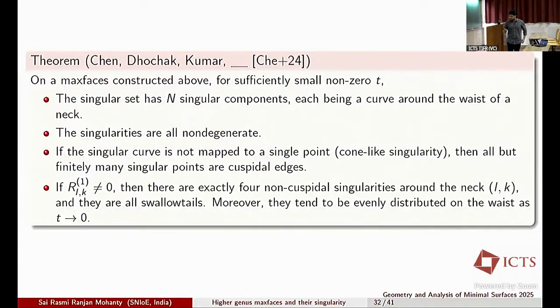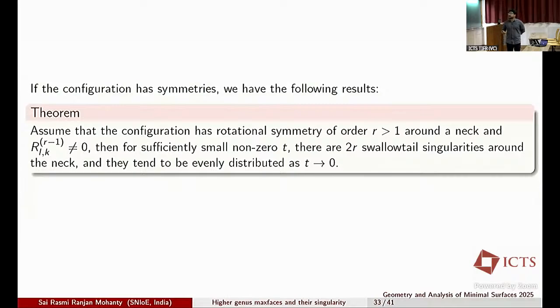Like in this theorem, suppose we assume some symmetry in this configuration, and we consider just one neck, not all necks. In this neck, suppose the R minus 1 order of this R is non-zero, then we have 2R swallowtail singularities around the considered neck, and these swallowtails are evenly distributed when t tends to 0. So let's see one example.